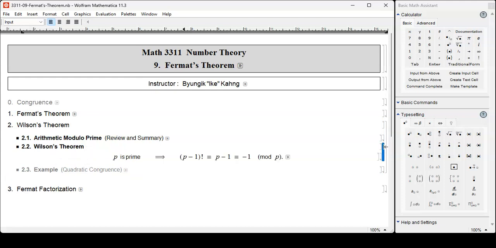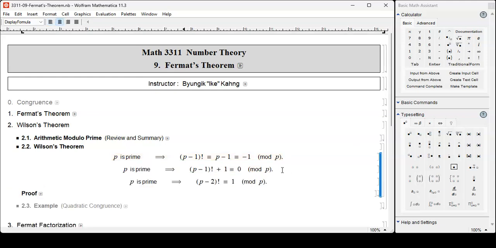Here's Wilson's theorem. If p is prime, (p minus 1) factorial is congruent to p minus 1, or equivalently speaking, negative 1 modulo p. Now if you flip this negative 1 to the other side, you can re-express the same thing like this. (p minus 1) factorial plus 1 is congruent to 0, and this expression is also widely used. Another expression that is equivalent to the original is this one here.